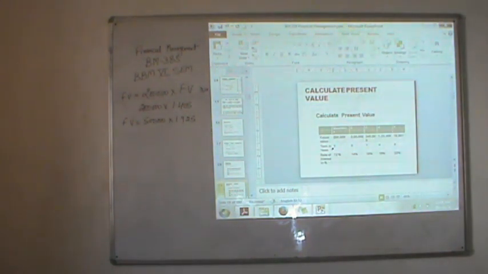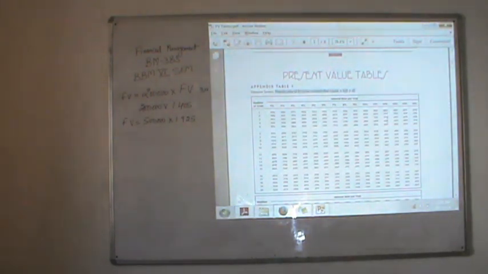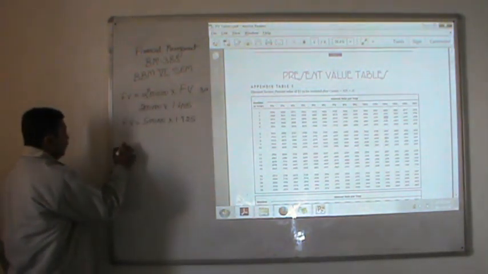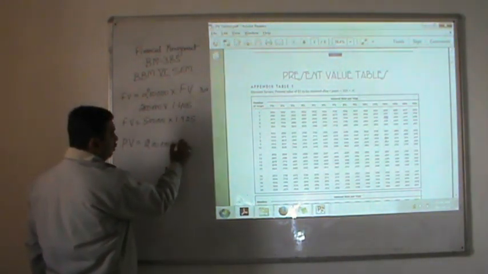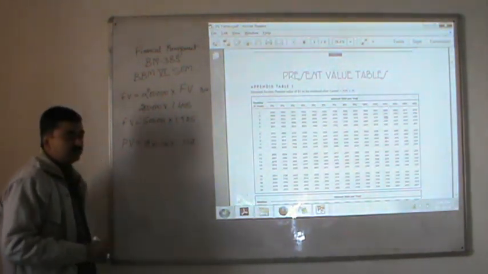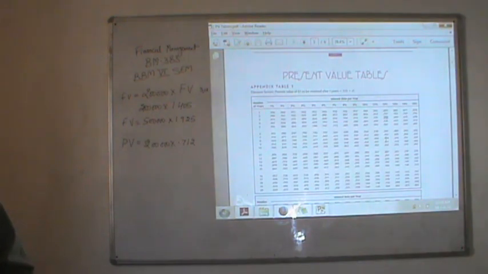Now we will have to see the same 3 years and 12%. The value of 3 years and 12% will be calculated. So the value is 0.712. So we will calculate the present value by writing 2 lakh into 0.712. So this will be the answer. This will be the present value for annual compounding. We have the table with the help of which we can calculate the annual compounding, so that the annual calculation is done with the help of the present value and future value tables.